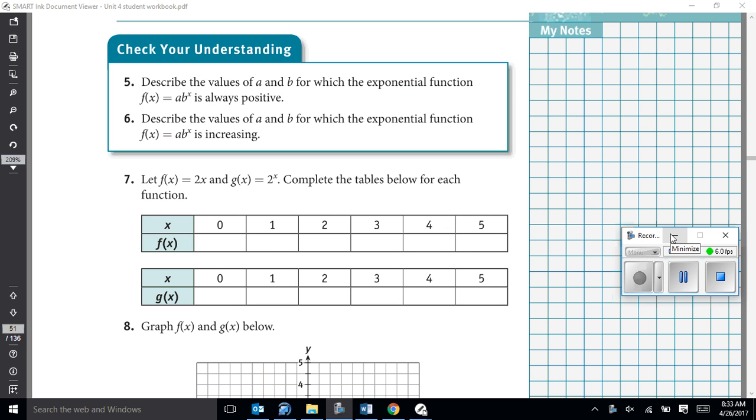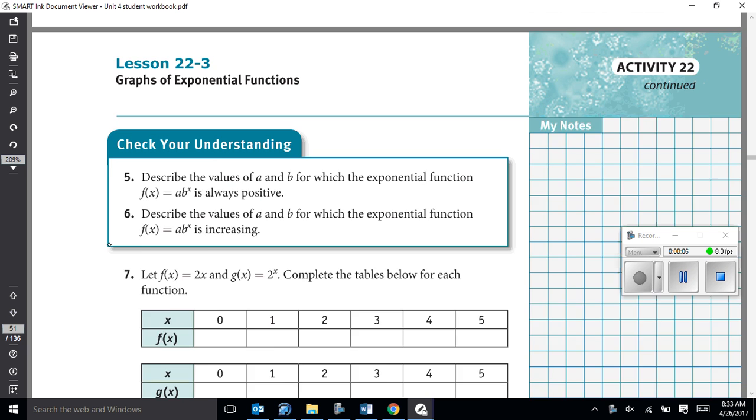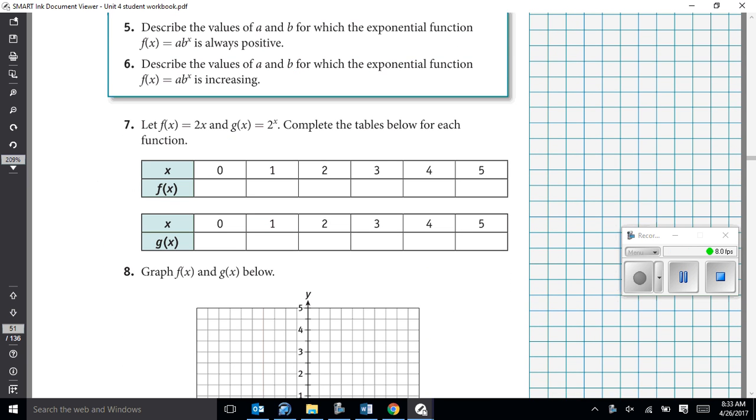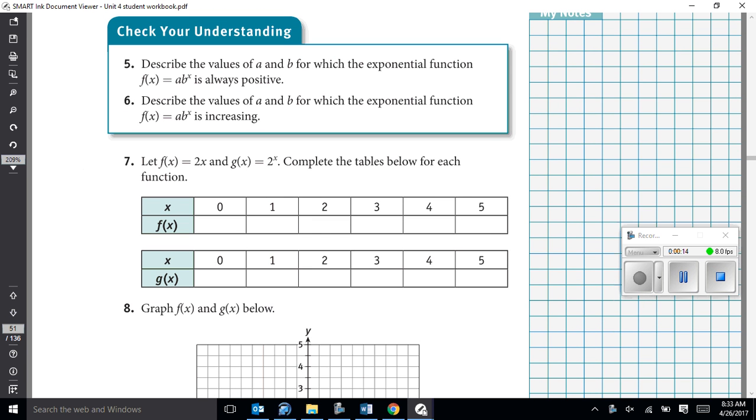All right, so continuing with 22.3, looking at the graphs, we're going to describe the values of A and B. Let's do the check your understanding just to refresh some information from yesterday. I'm feeling that we probably need that. So describe the values of A and B for which the exponential function a to the bx is always positive.